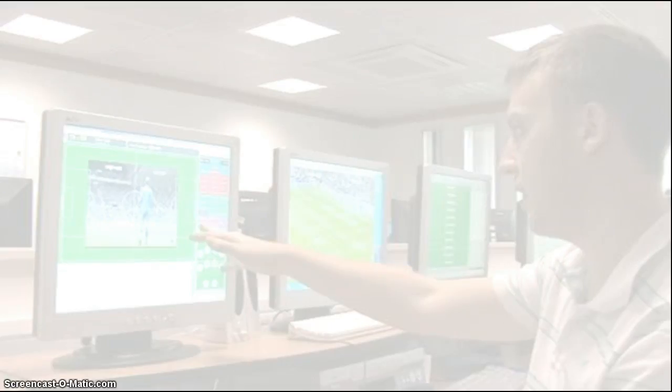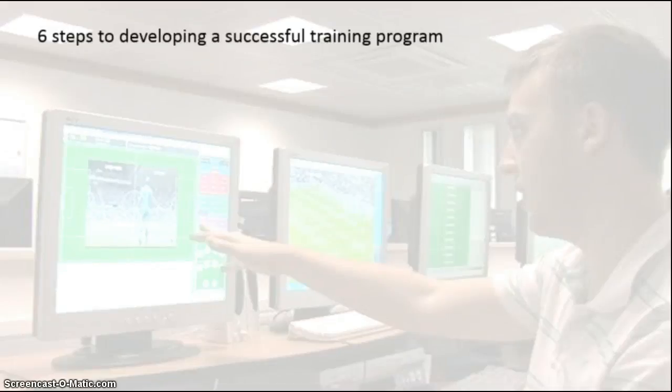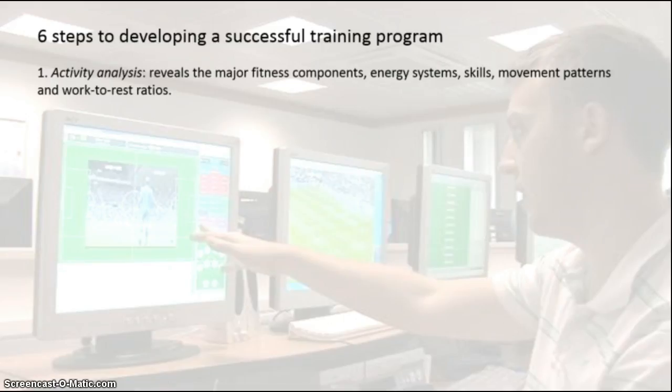The main aim of training is to improve one's performance. In order to do this effectively, one should follow these 6 crucial steps. So the 6 steps to developing a successful training program. Step 1 is the activity analysis. It reveals the major fitness components, energy systems, skills, movement patterns, and work to rest ratios.